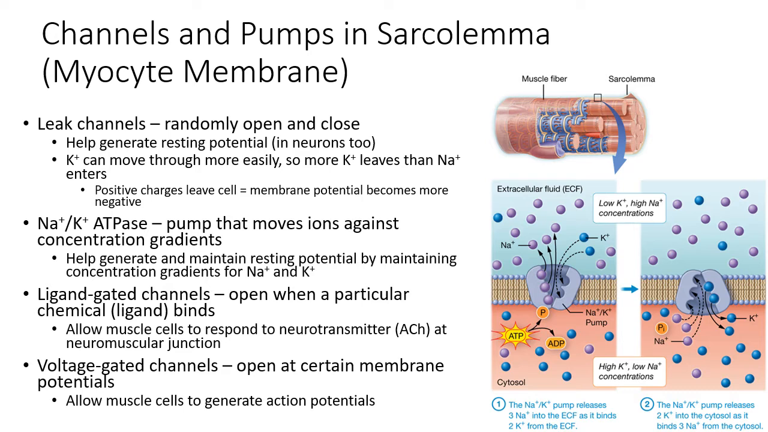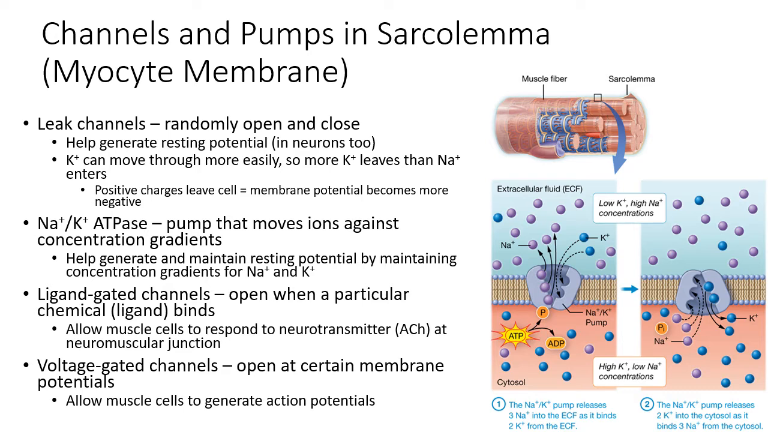So you have different channels in the membrane of skeletal muscles that allow ions to cross the membrane and affect the membrane potential. You have leak channels that are randomly opening and closing. You have the ligand-gated channels that open when a specific chemical binds them. And then you have voltage-gated channels that open when the membrane potential reaches a certain value. And then finally, you have the sodium-potassium pump, also called the sodium-potassium ATPase. That's not a channel, but it does move ions across the membrane.